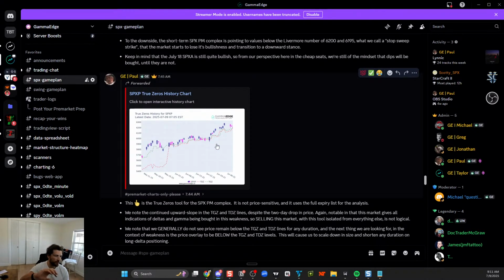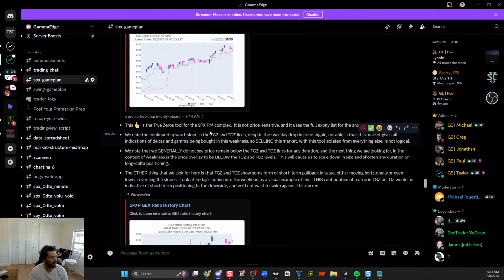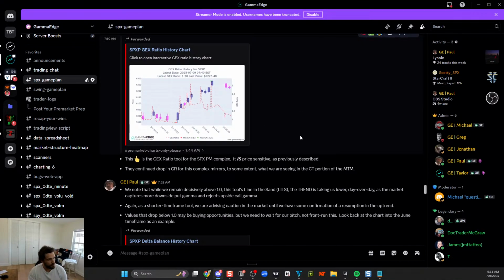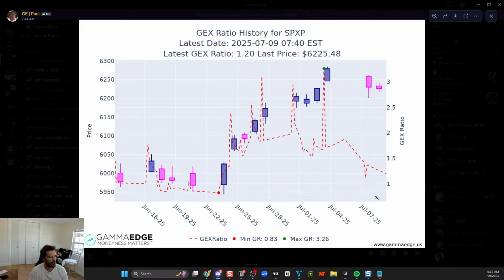Looking at the true zeros, trending higher. Good to see there. GEX ratio: again, we've had a bit more of a move lower in the SPXP GEX ratio. We're still above 1, which is good to see, but we've fallen from 3 down to 1, and 3 was just very extreme. So all that to say, we've seen a bit of a deterioration in this. However, just understand where we are in the pre-market and what SPXP structure is like. Still constructive, especially if the market trend model moves higher as well.